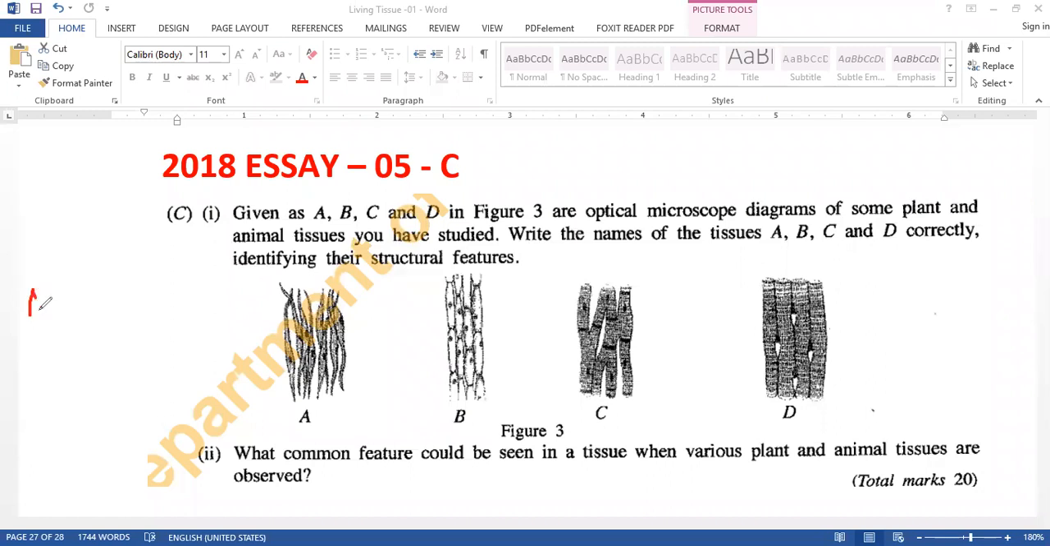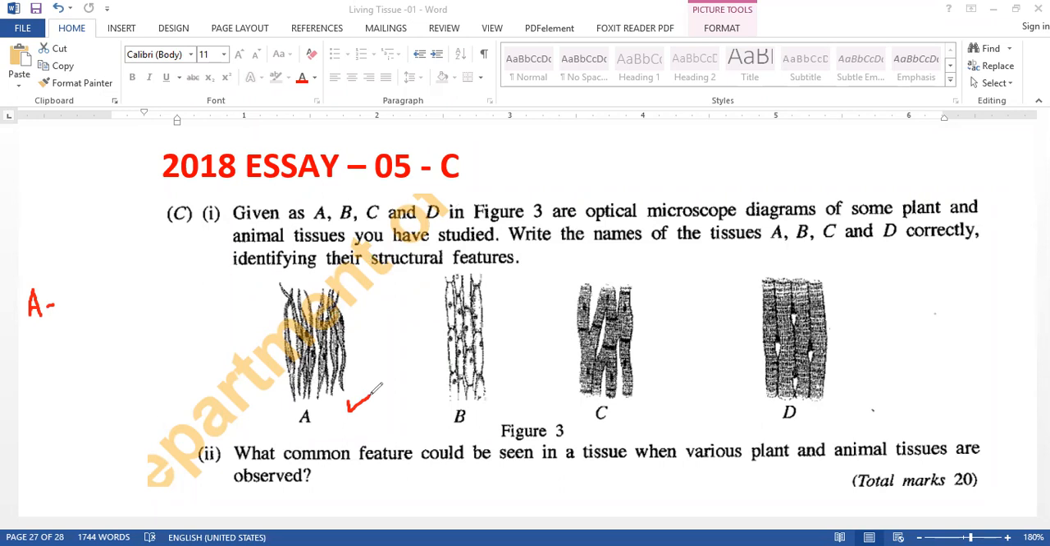A could be one. It is an animal tissue or plant tissue. Or B, whatever animal tissue or plant tissue. C, animal tissue or plant tissue. What could be the answer? A would be what? It's a type of what?